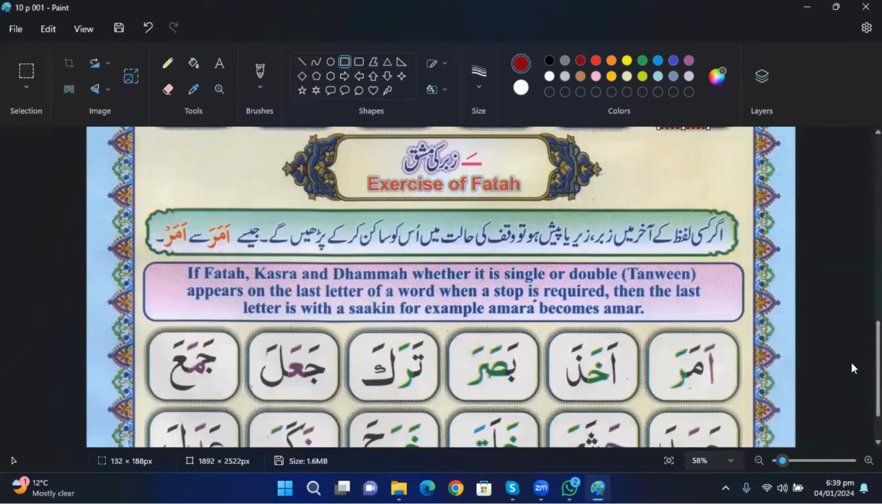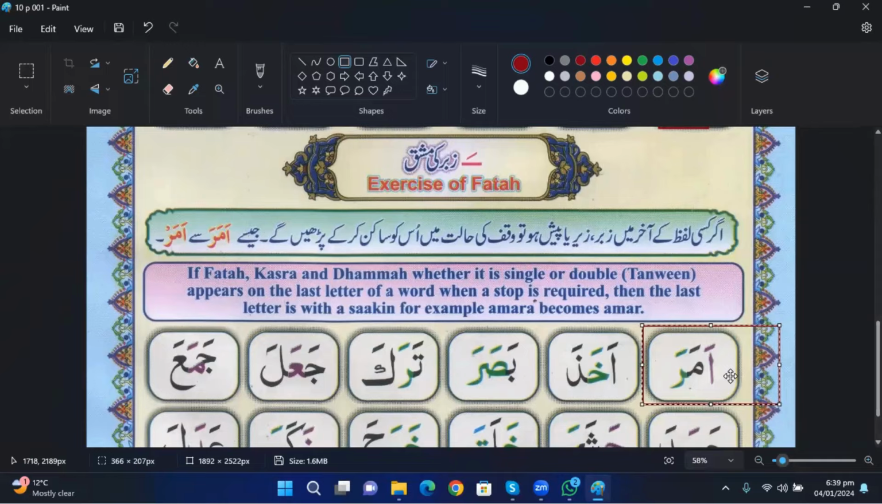So if fatha, kasra and damma, whether single or double, appear on the last letter of any word where you have to stop, then the last letter will have sukoon over it and will be considered as sakin. It means that when the last letter has fatha, kasra or damma in stop condition, these signs will be dropped and the last letter will be considered a sakin letter.